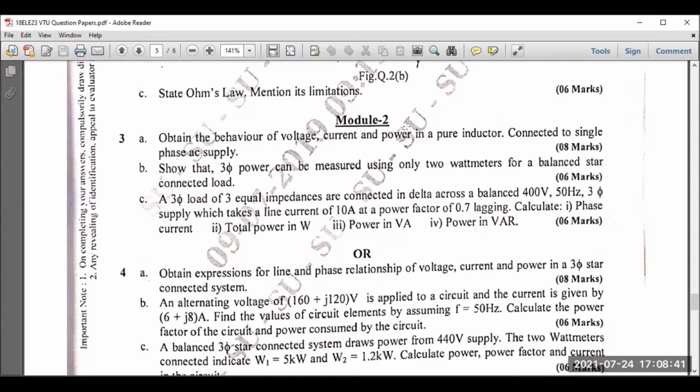Finally, you have to derive that P average is equal to 0. If you write up to this point, you will be getting 8 marks.